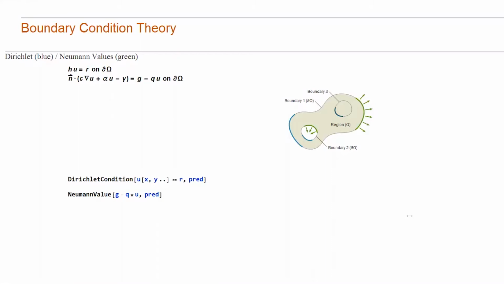Dirichlet conditions and Neumann values can be applied to specific parts of the boundary. The Dirichlet conditions, here depicted in blue, can be applied at the outer boundary, at inner boundaries, and at material boundaries. Neumann values, on the other hand, can be applied at outer boundaries or at inner boundaries. Typically, the normal vector is outward pointing. Also note that Dirichlet condition and Neumann value take two arguments. The first argument specifies either the Dirichlet condition or the Neumann value, and the second argument specifies the predicate where on the boundary that condition is supposed to be met.